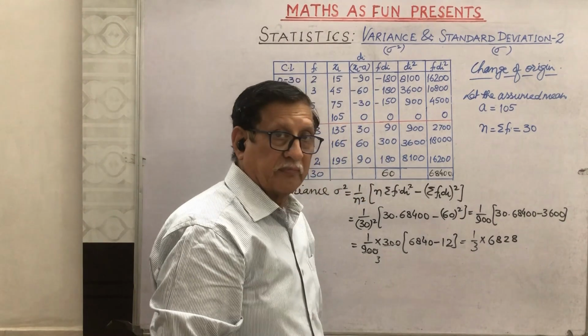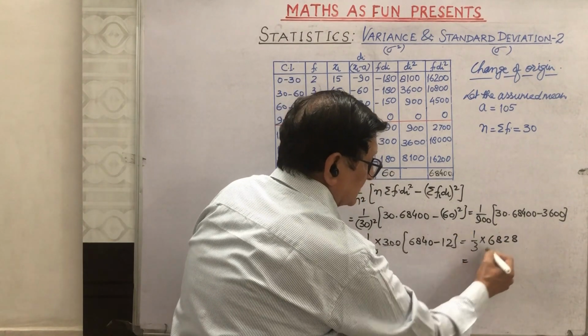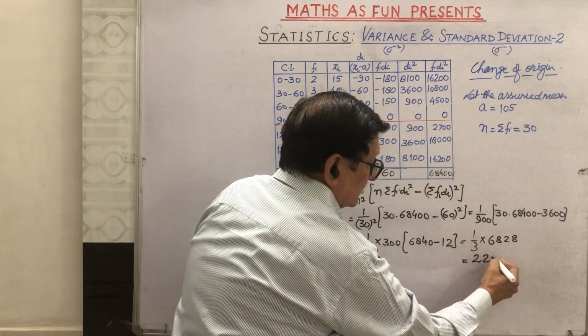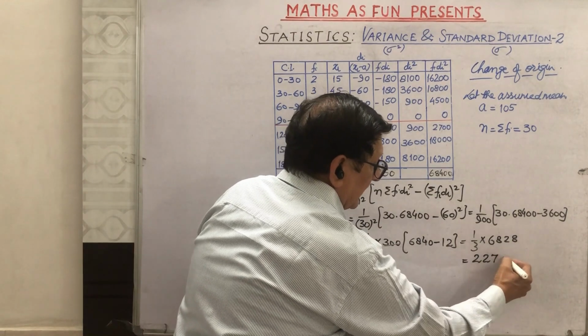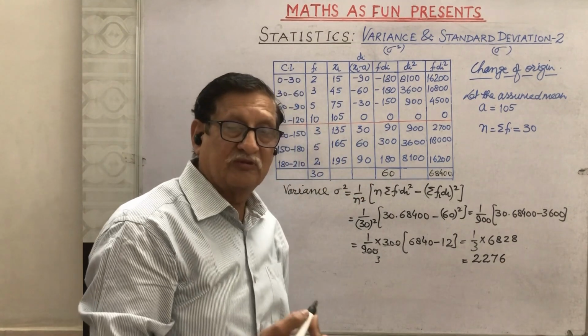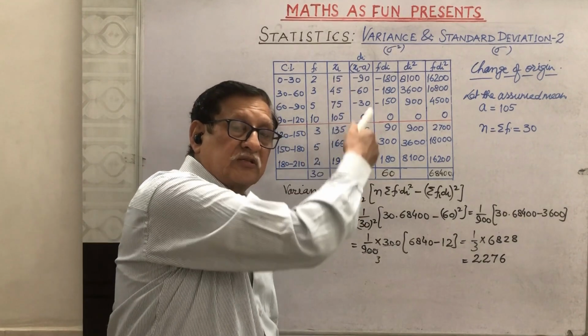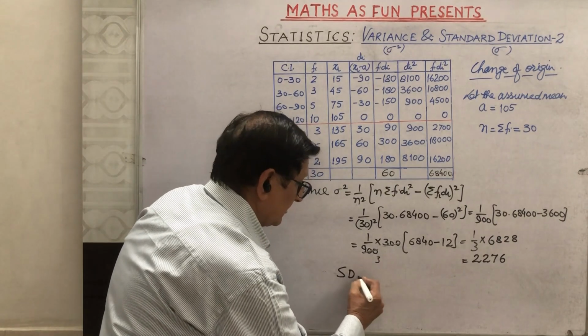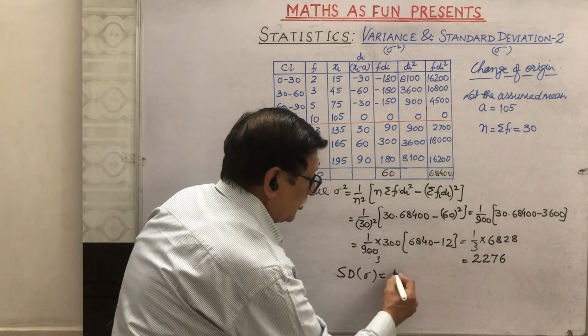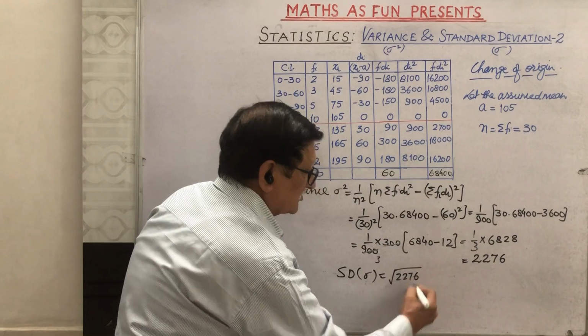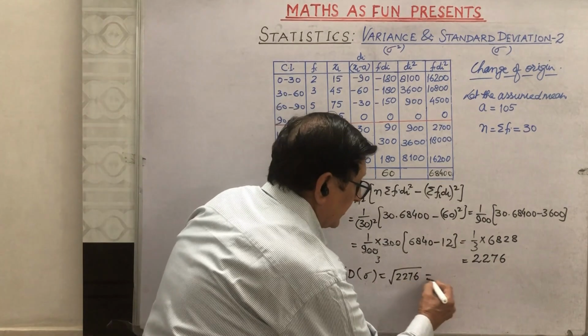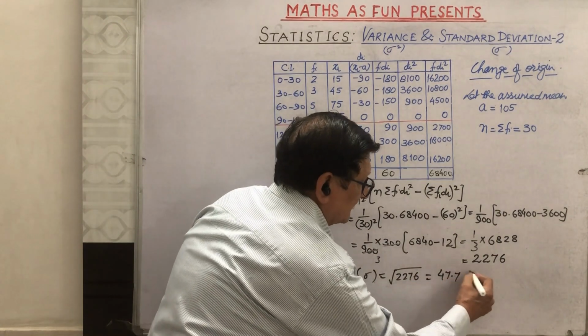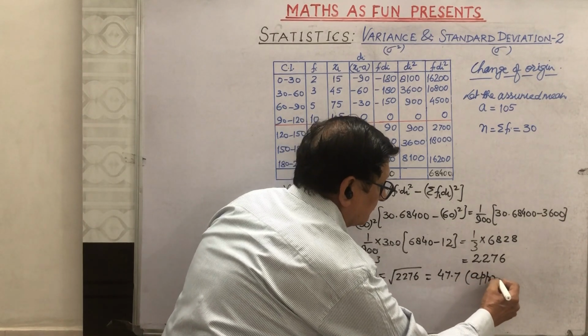6828. And when we divide it, this comes as 2276. This is the variance of this data. Then the standard deviation, that is sigma, will be root of 2276. On calculation, it comes as 47.7 approximately.